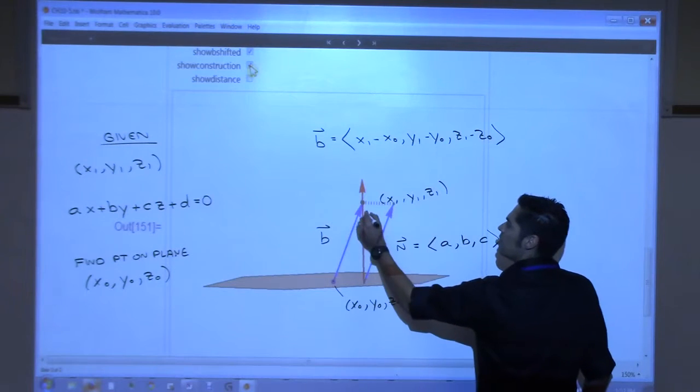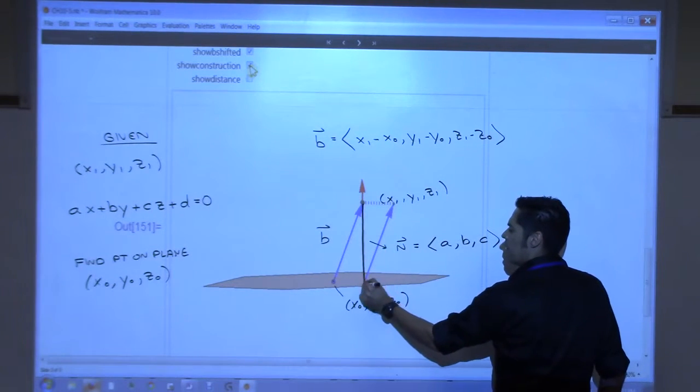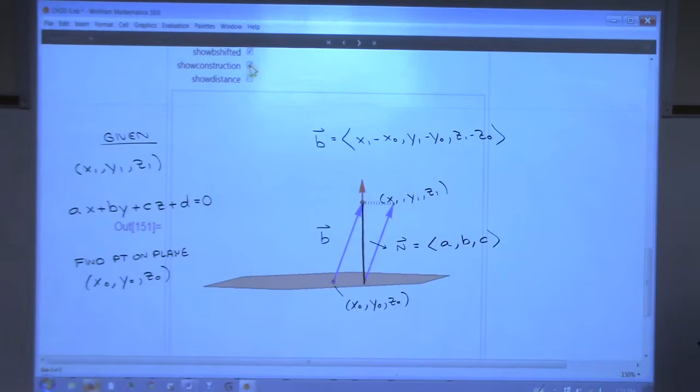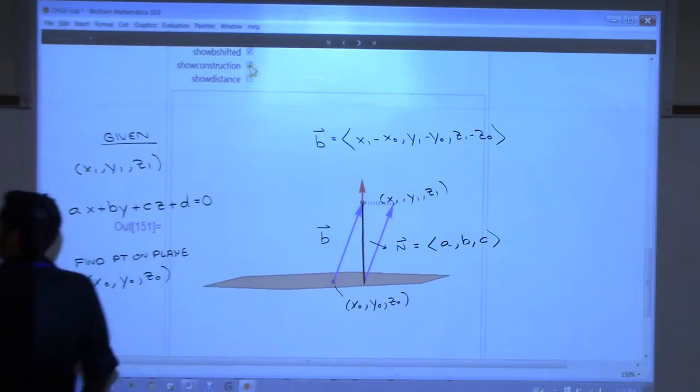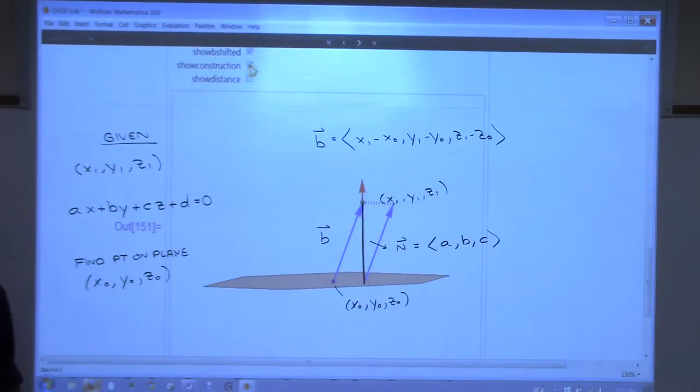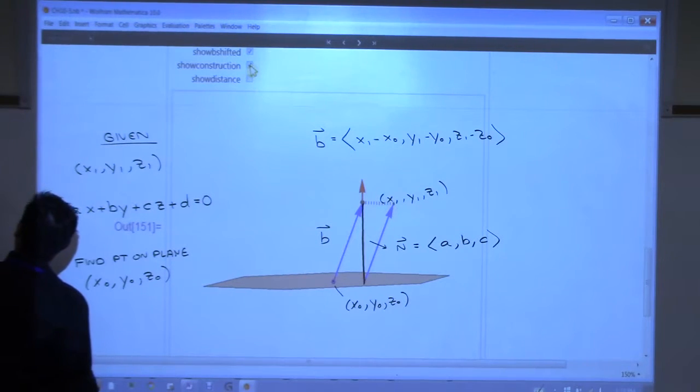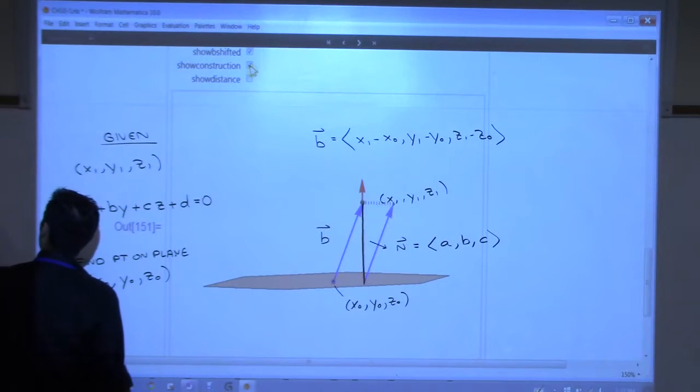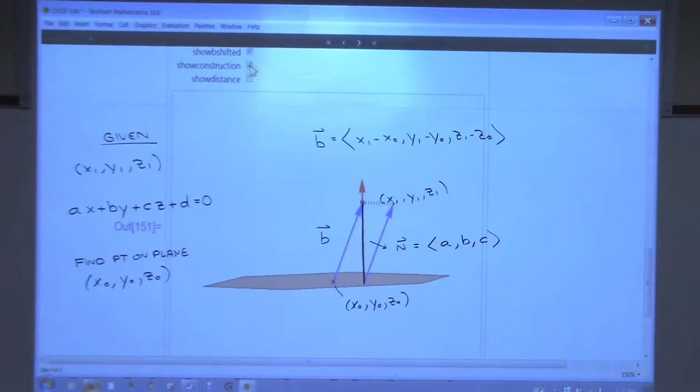So what is this distance in terms of everything I've written on the board here? Do you remember the formula for component? Look in your notes. What is the component of u onto v? What's the formula we have for that? U dot v over the magnitude of v? Look in your notes, right? Double check. Does that look right to you?